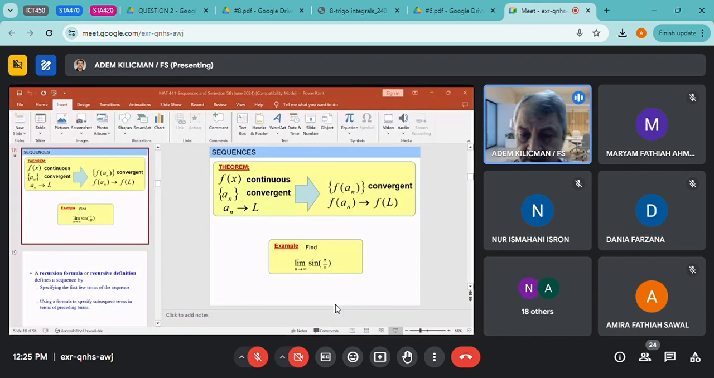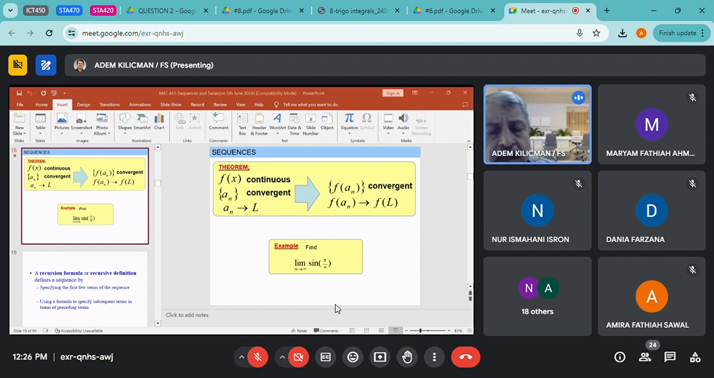Then this is the example that I have given here. You can imagine other examples or construct your own, as long as the function is continuous and the sequence is convergent, then f(a_n) is also convergent. So we substitute the sequence inside the function, like sine of pi over n, like this.